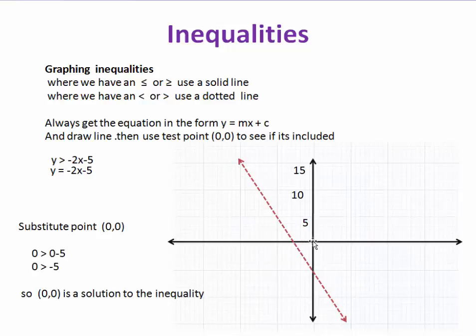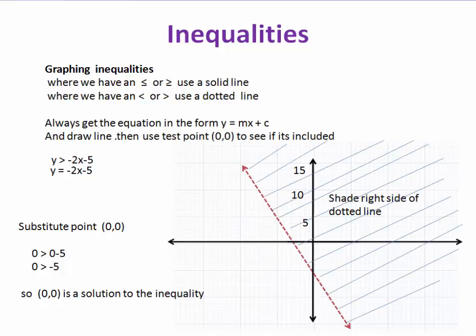Choose this point 0, 0. Substitute that into our inequality here. We get y, which is 0, is greater than minus 2 times 0, which is 0, minus 5. So 0 is greater than minus 5. Yes, 0 is greater than minus 5, so 0, 0 is a solution. This lies in the area that our solution lies, so we're going to shade this area of our dotted line. So all the points in the shaded right side of the dotted line are solutions.